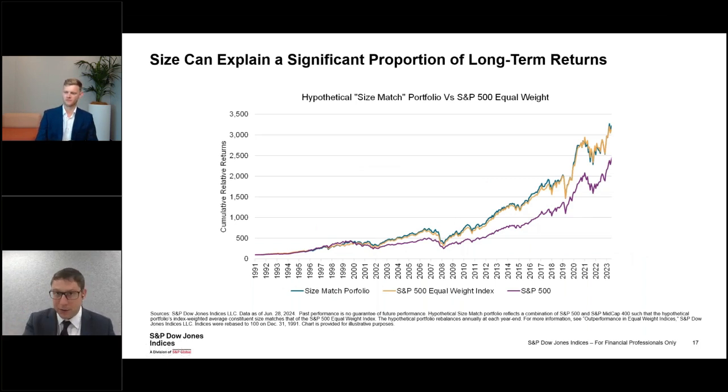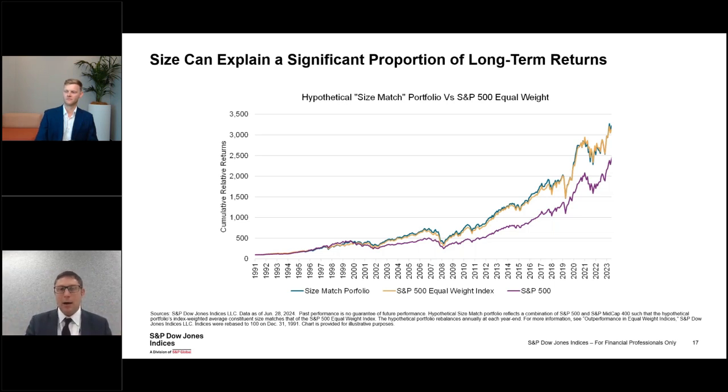And this, if you want the details, it's in the paper. But the idea here was, well, how about if we built a hypothetical index composed in part of the S&P 500, plus an allocation to mid caps, so that the overall average size matched that of the equal weight index. And we call this a size match portfolio.